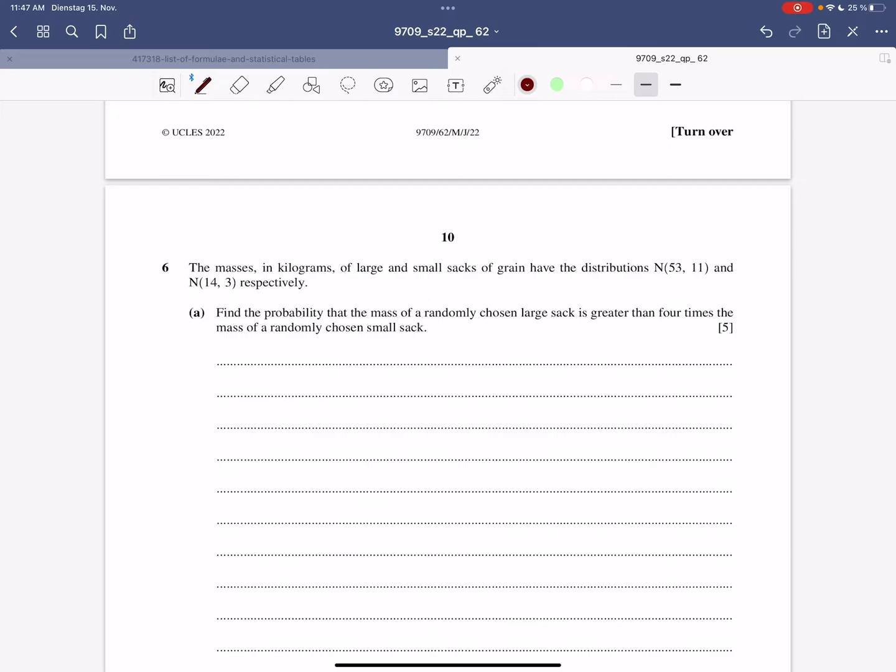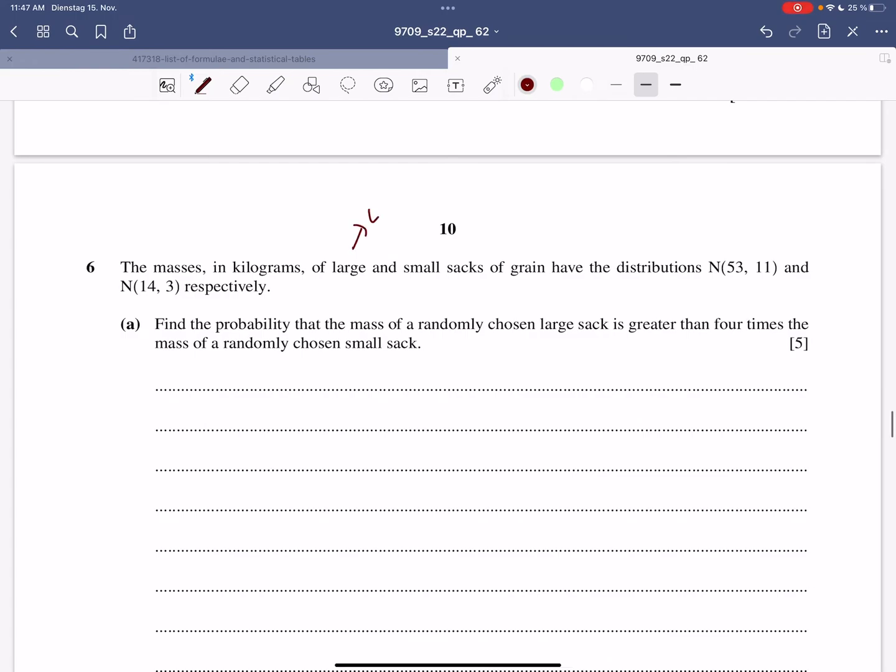The masses in kilograms of large and small sacks, blah blah blah. Okay, let's denote this one as L and this one as S. And L is distributed normally, 53, 11, S distributed normally, 14, 3. Find the probability that the mass of a randomly chosen large sack is greater than 4 times the mass of a small sack. So it's a multiple here.